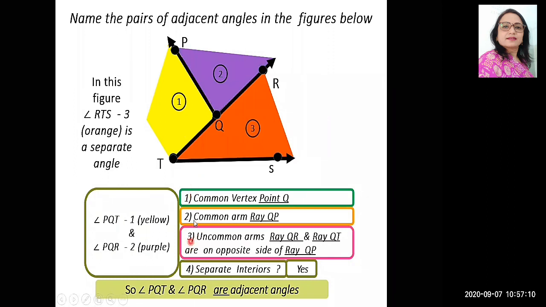So conditions apply. Common vertex, yes, point Q. Common arm, ray QP. Uncommon arms, ray QR and ray QT, are on opposite sides of ray QP. And separate interiors? Yes, they have separate interiors. So we can say that angle PQT and angle PQR are adjacent angles.